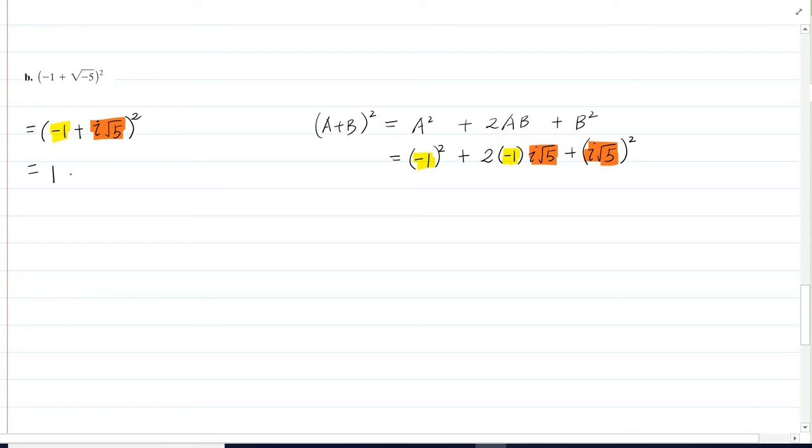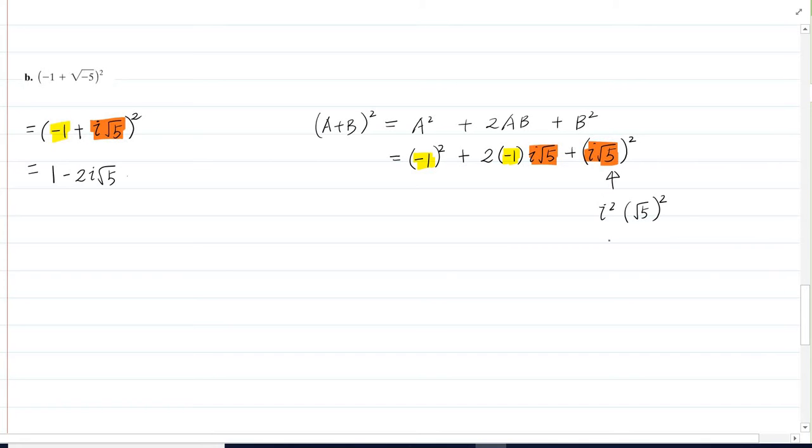And then that will be 2 multiplied by negative 1, i square root of 5. That will be subtract 2i square root of 5. And then we have the next term, we have to be really careful, okay? So when I simplify this, I realize that will be i squared, then we have square root of 5 squared, correct? Because we have parentheses right here.